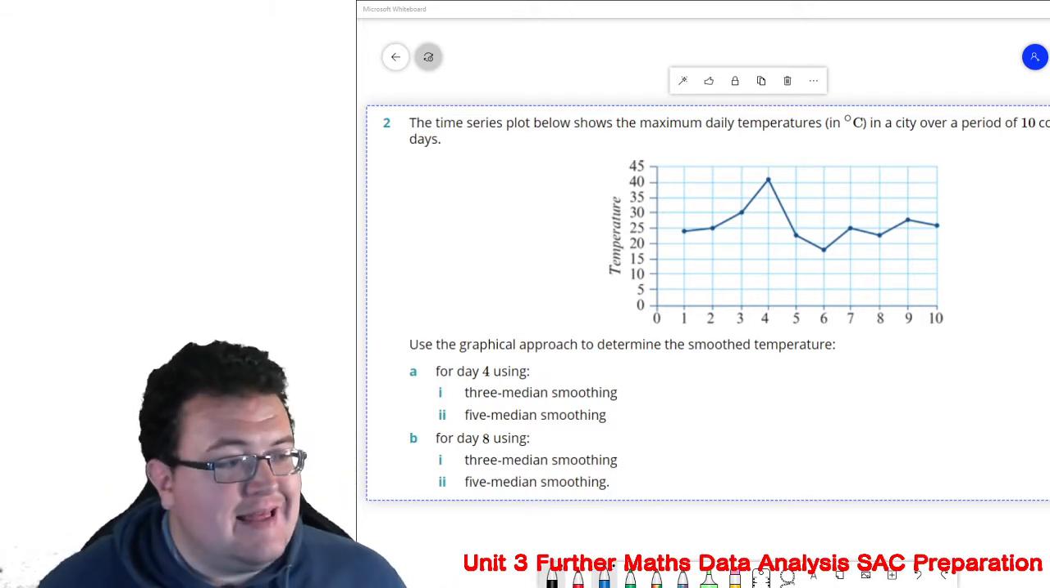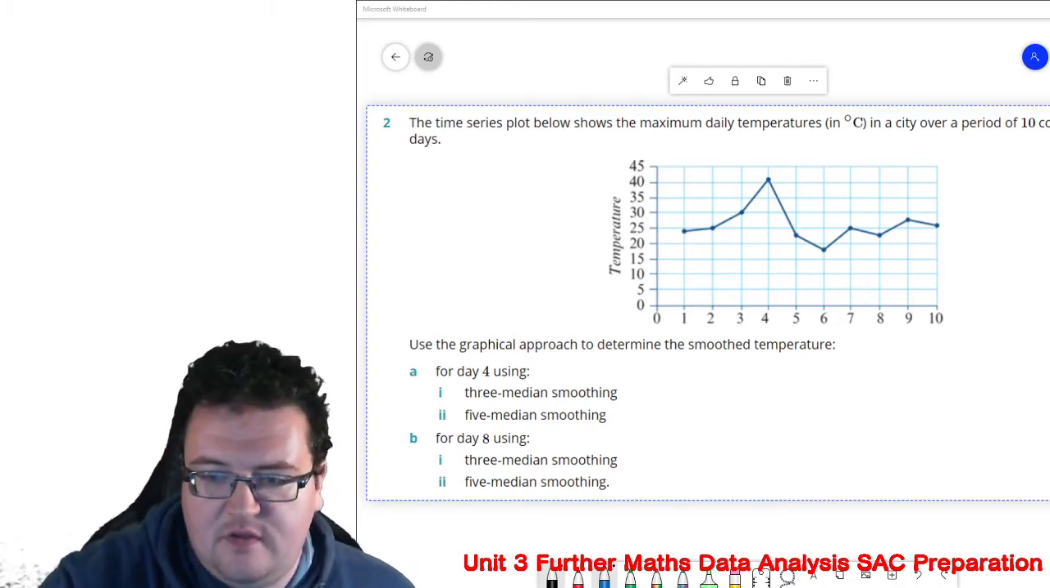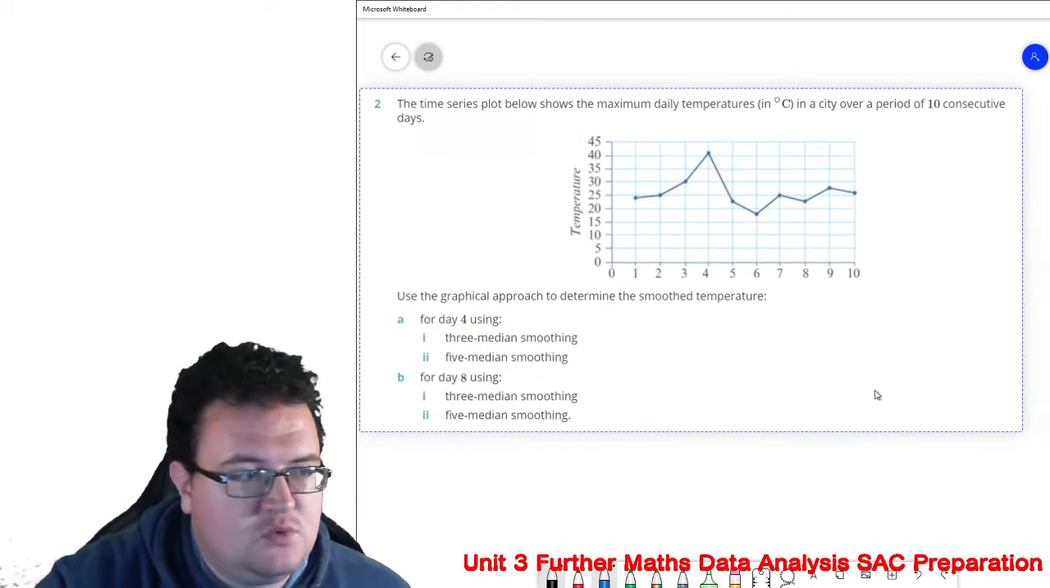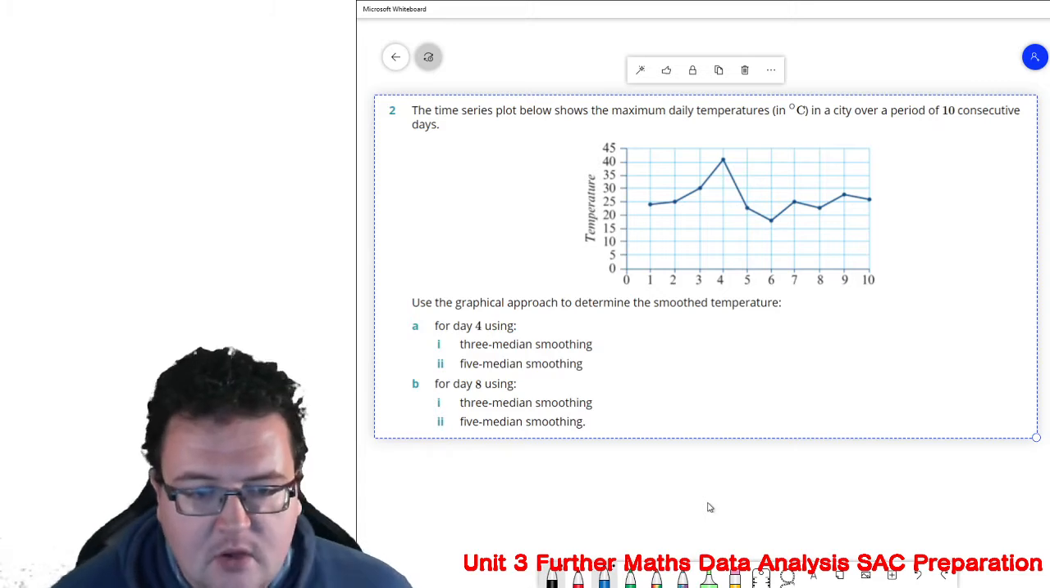So, this is one of those weird ones where you can't actually do this one with your calculator. You have to do this one by hand, which is why we like it so much, because you have to use your brains.